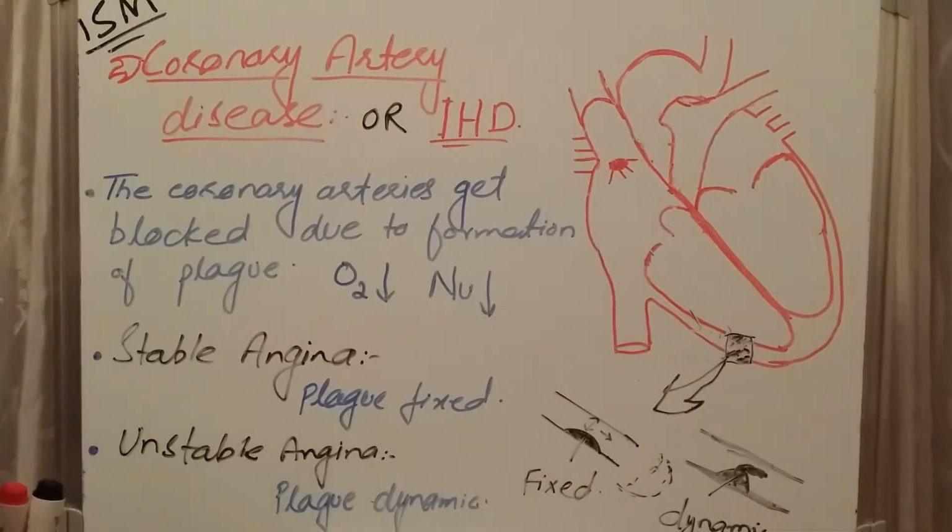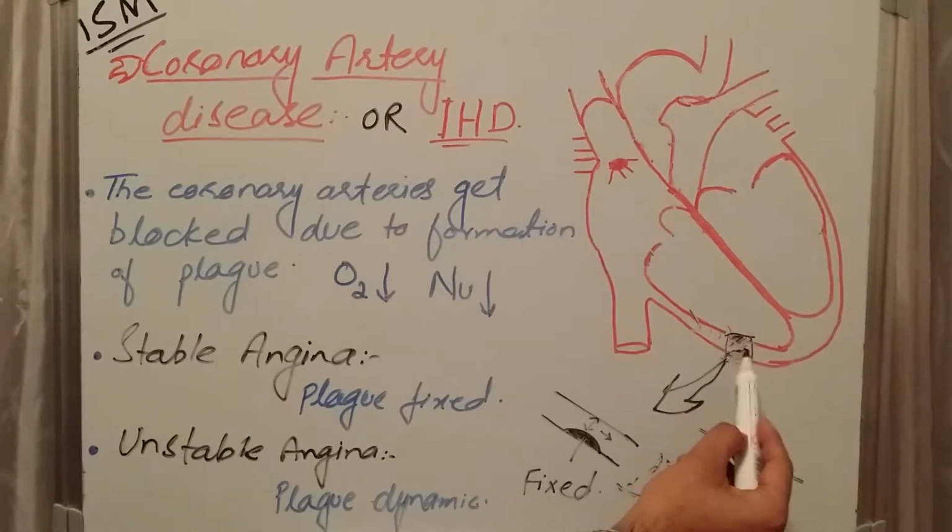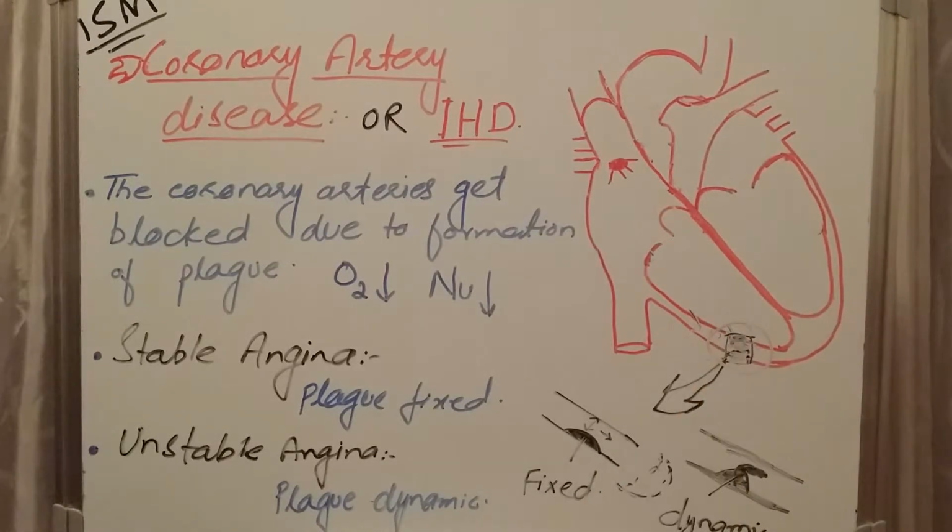If this condition is so severe that the plaque completely blocks the artery, then the cells of that area will die, and this portion fails to contract. So this condition leads to some severe problems.